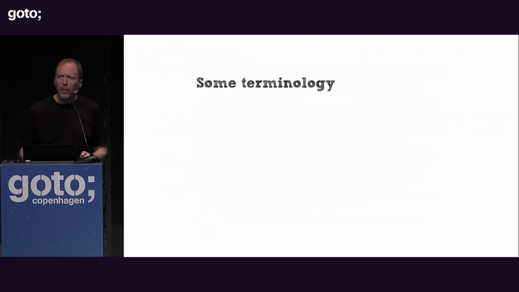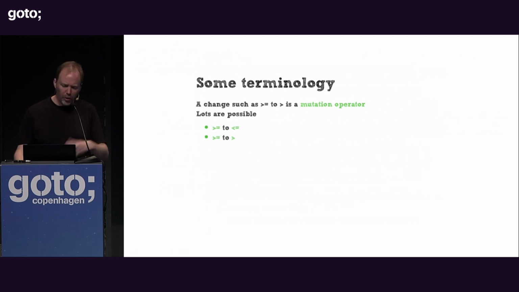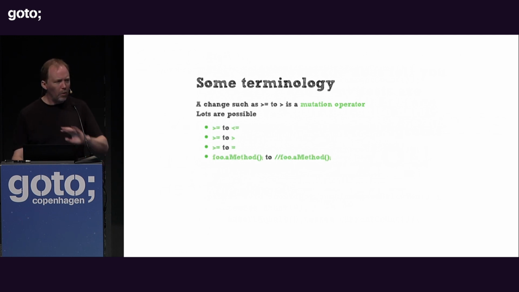So, just a bit of terminology now. A change like the one we just saw, when we switched a greater than or equal to into a greater than, is a mutation operator. Loads of these things are possible. We go this way, that way, this way. We're not limited to conditional statements.